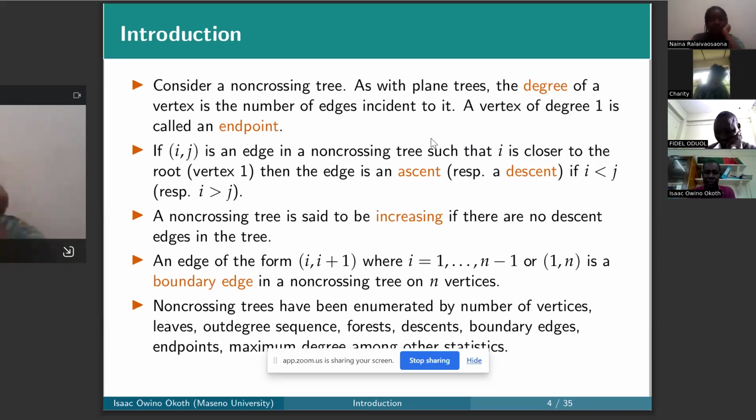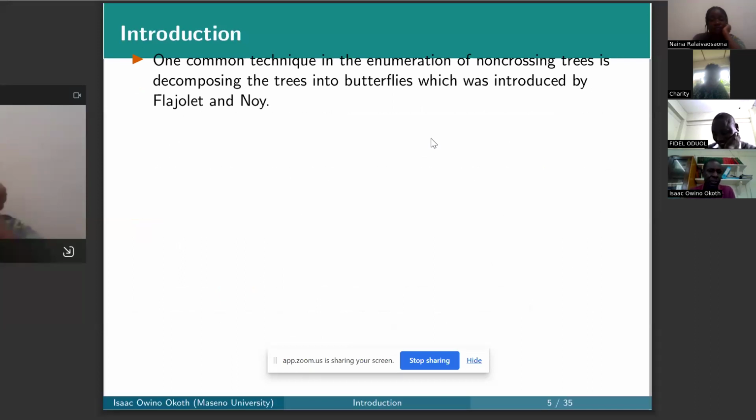So non-crossing trees have also been enumerated according to a number of parameters. These include vertices, leaves, out degree sequences, forests, descents, boundary edges, maximum degree, among other statistics. So the question, therefore, is can we find a common way of unifying these results for plane trees and non-crossing trees? One common technique used in the enumeration of non-crossing trees was introduced by Flajolet and Noy in 1998, and that is the butterfly decomposition of non-crossing trees.